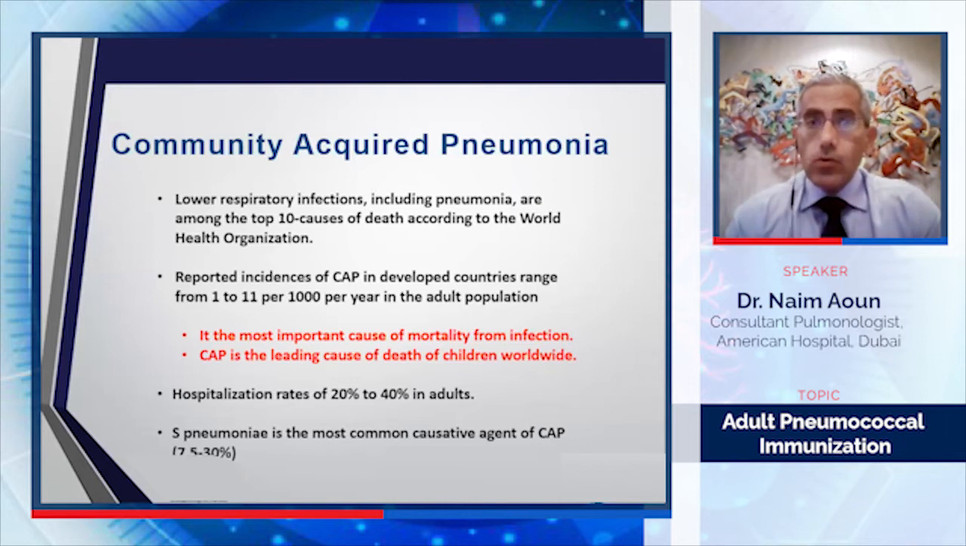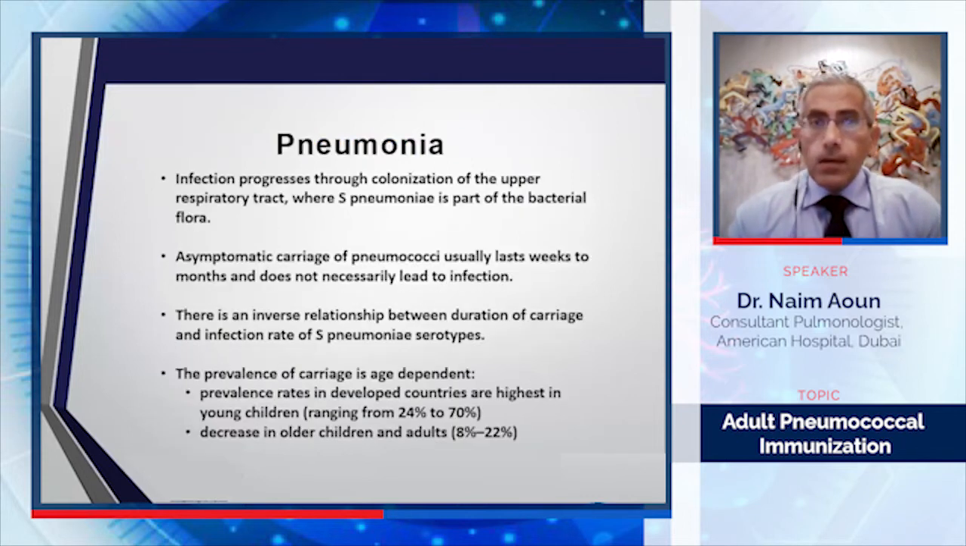In pneumonia, the hospitalization rate can vary from 20 to 40% in adults. And Streptococcus pneumonia is the most common causative agent of community-acquired pneumonia, accounting to, depending on the studies you look at, 7.5 and up to 30% of the pneumonias. So, how does it work? Infection progresses through colonization of the upper respiratory tract. So again, the entry is through the upper airways, where Streptococcus pneumonia is part of the bacterial flora.